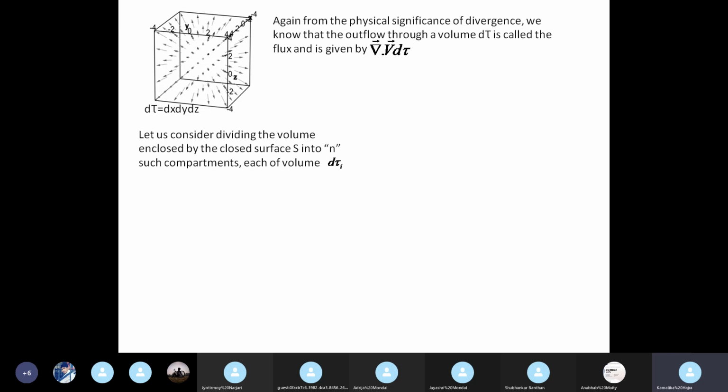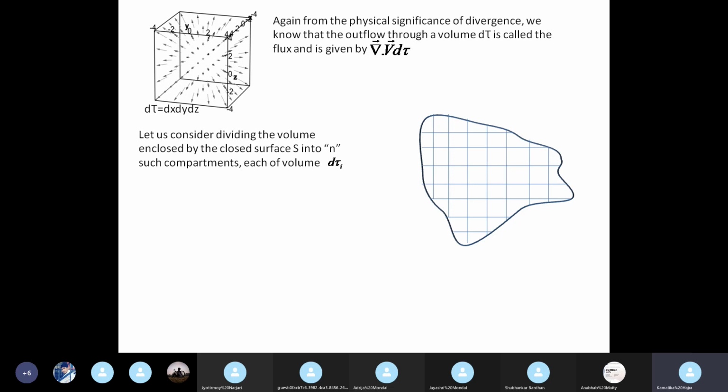Now what we do is, remember the surface that I had drawn in the earlier slide. Suppose we divide the volume that is enclosed by that closed surface into n compartments, each of volume d tau. Okay, so we had this surface which I claimed was a closed surface. So what I do is I divide this volume into small cells, all of equal volume, and each volume is d tau i. Okay, so these are the d tau i's.